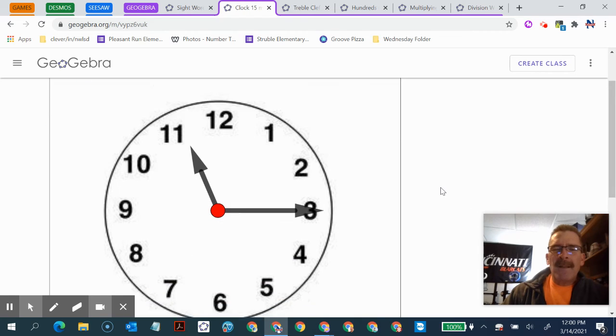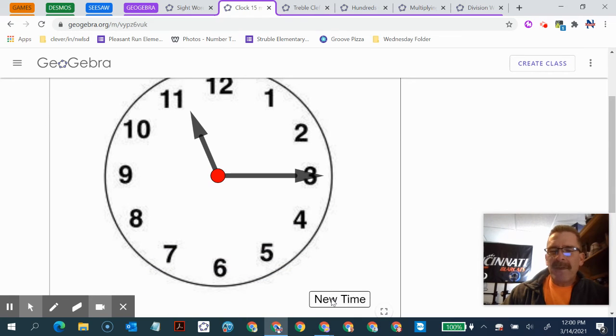Also created a random clock. Someone had asked about some clock things. So this is something I'm thinking more as a demonstration. You want to put this on your screen, click a new time, and see if kids can read the clocks.